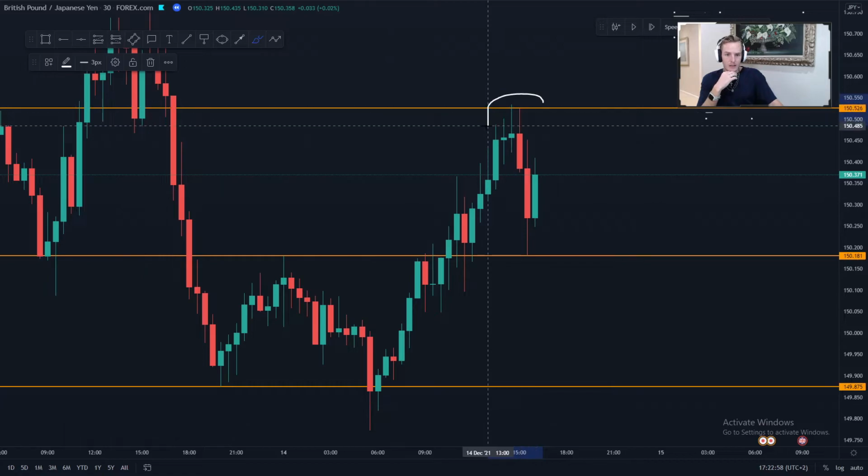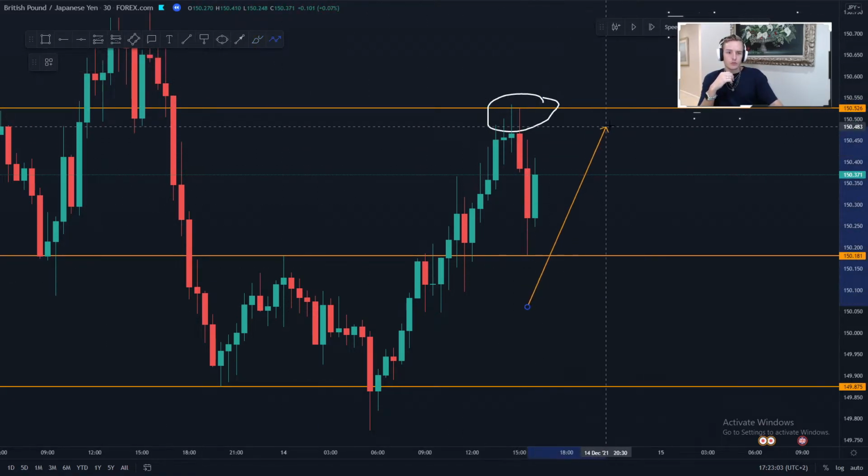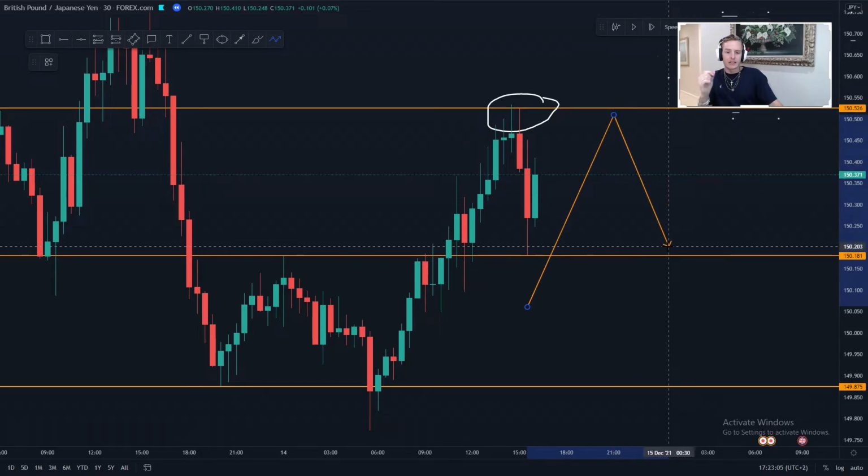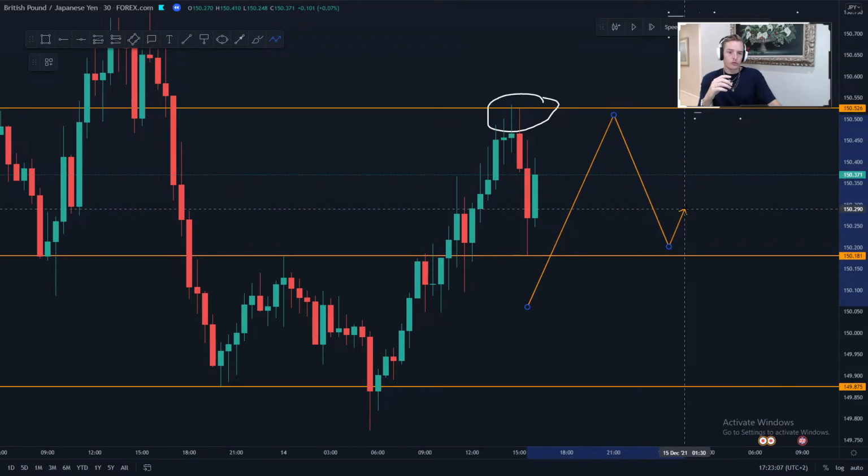We had created this high over here, which again is exactly what I was looking for. I was looking to create the high, come back down to a previous level of support, which is what we did, and then form that support at that previous level of support. Now we're in the uptrending market.